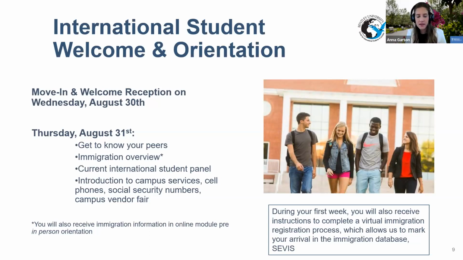And then Thursday, August 31st is going to be starting early that morning. We're going to have sessions where you can get to know some of your peers. We'll have an international student panel. We'll do an overview of the immigration requirements for your F1 visa, and also give you an introduction to campus services. So there's also quite a few things that I'm sure all of you want to get set up pretty quickly, like your cell phone number or your cell phone plan, bank accounts, all of those things. So, there will be a vendor fair during that day as well to help you get set up.